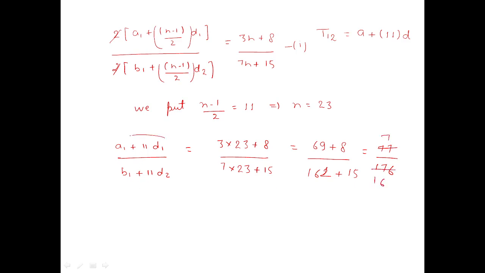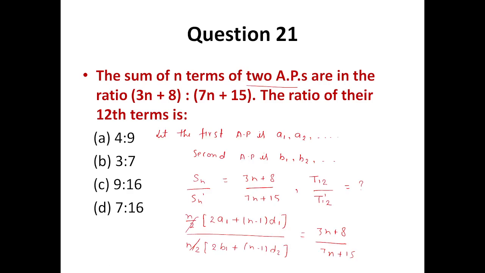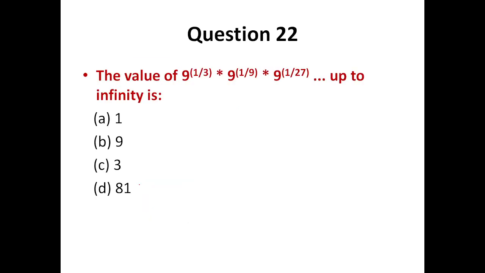So this is nothing but the 12th term of the first AP, and this is nothing but the 12th term of the second AP, and their ratio will be 7 upon 16. So the correct option is 7 upon 16. Option D is correct. Now come to question number 22.